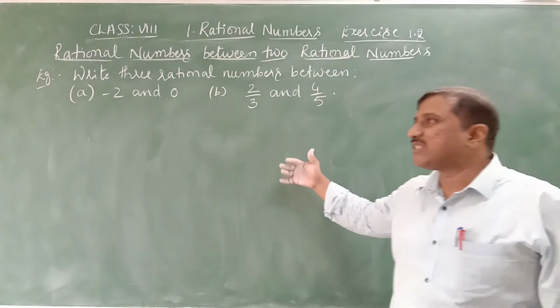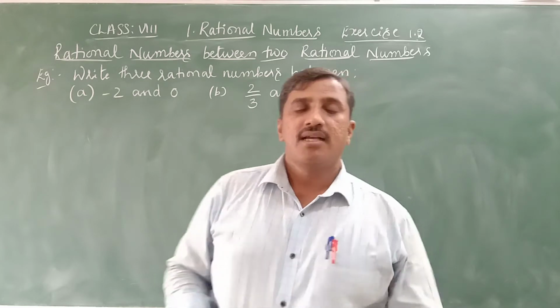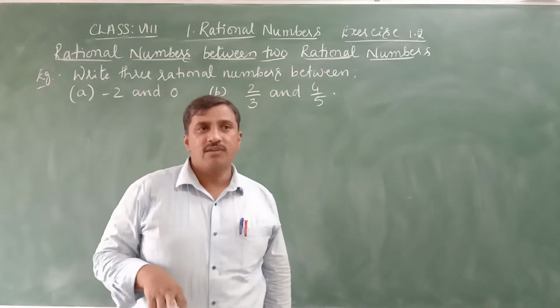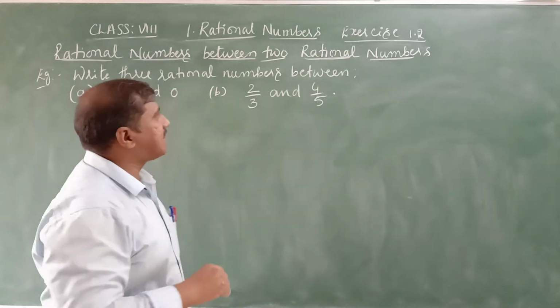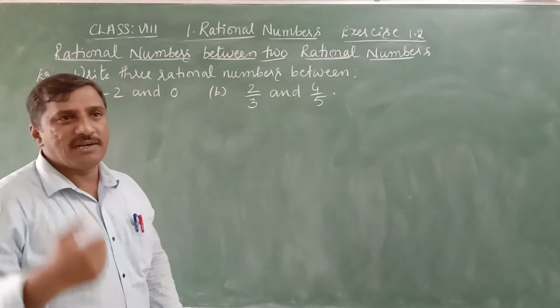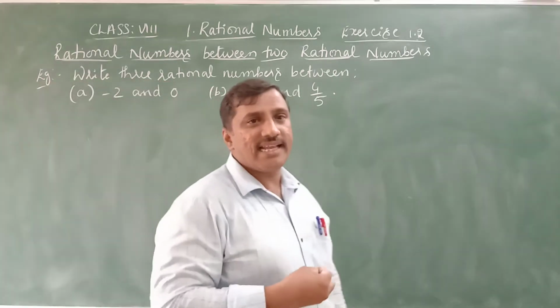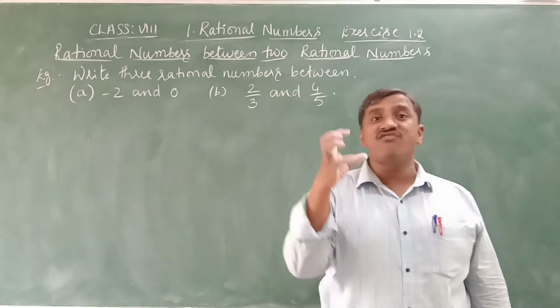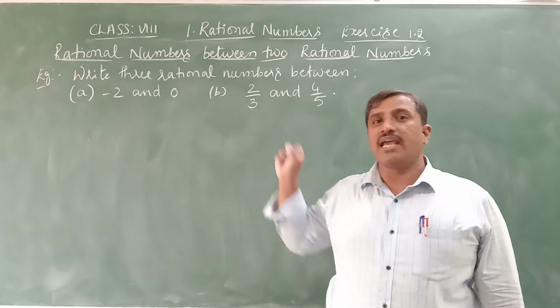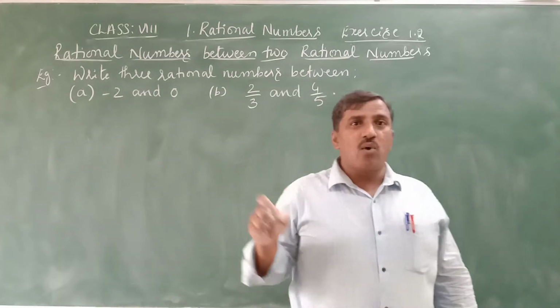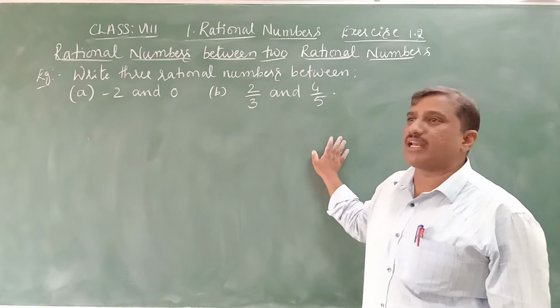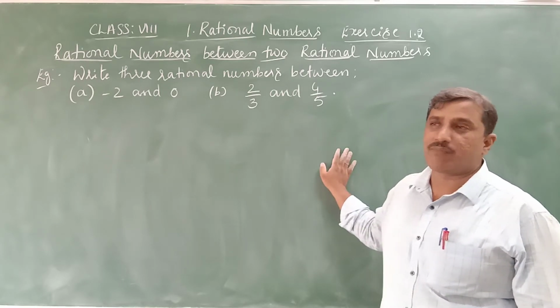In the last class we discussed how to represent rational numbers on the number line, and today we are going to discuss finding rational numbers between two rational numbers. As I said earlier, there are infinite rational numbers between any two rational numbers. Now, how do we find the required number of rational numbers between any two rational numbers?